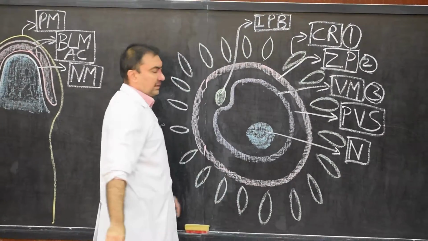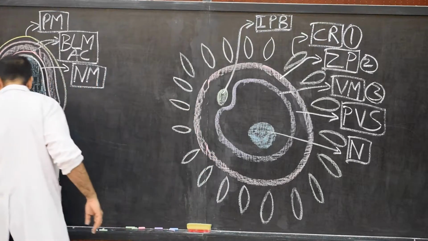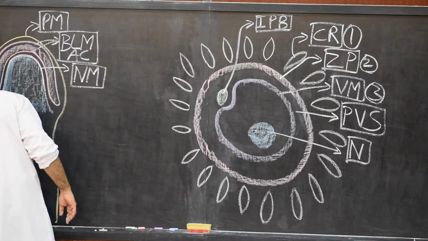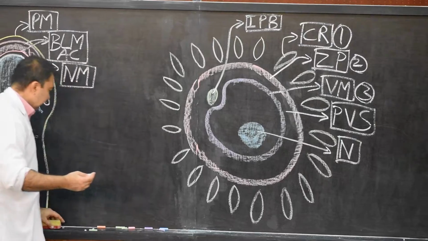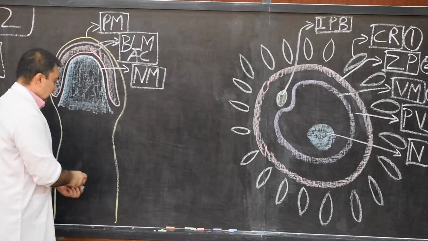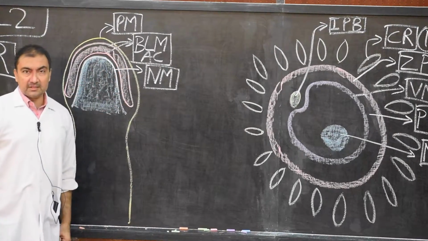So these two line diagrams are complete. Very simple and very interesting. Now what will happen is the acrosome reaction. Please come on this side. Since these two diagrams are complete, let us look at the acrosome reaction.